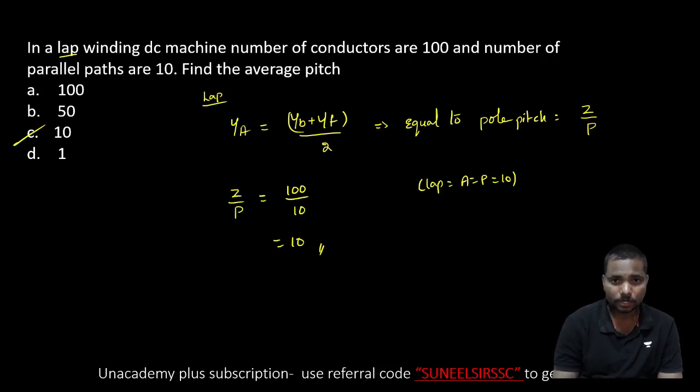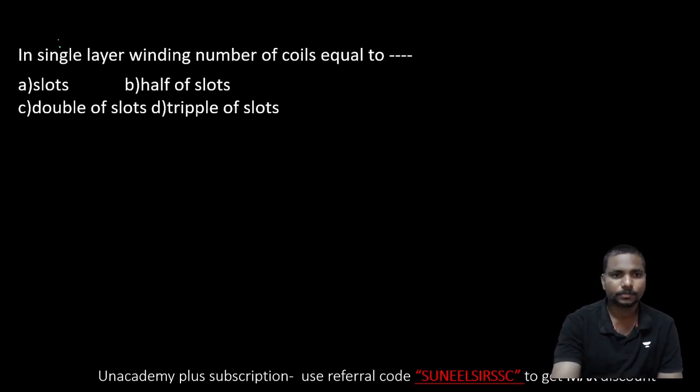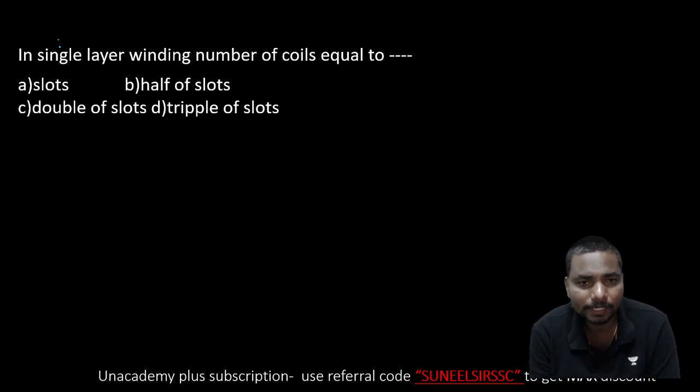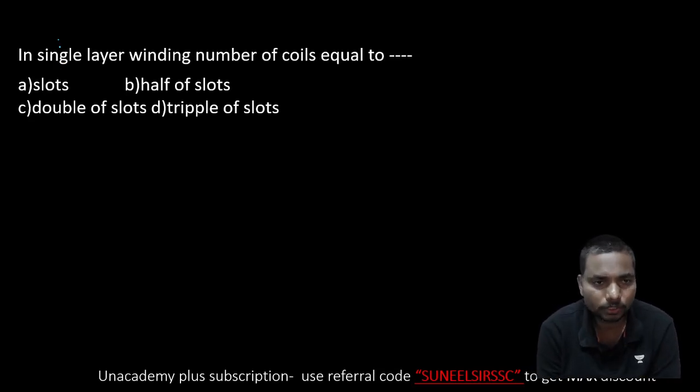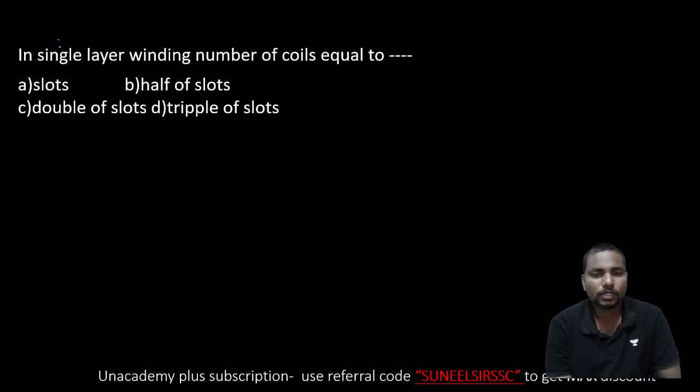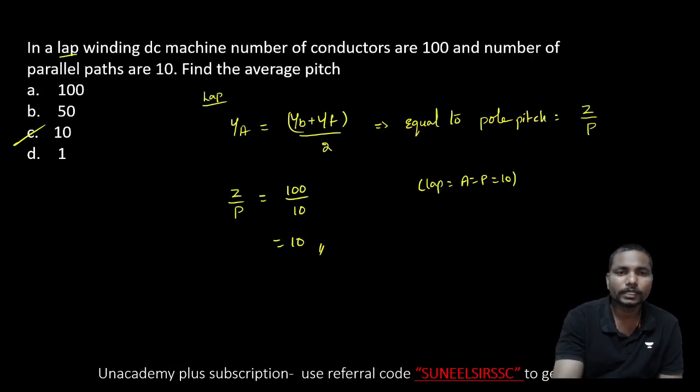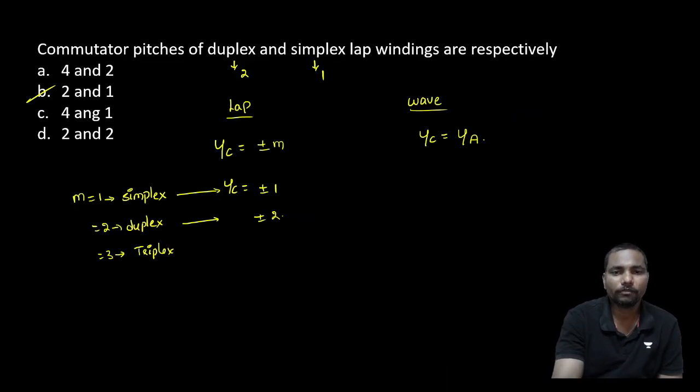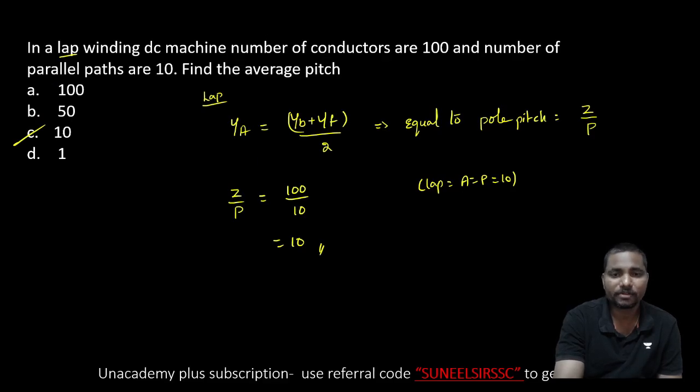Now coming to the next question. In single layer winding, the number of coils equal to dash. And if you want the full data for lap winding and wave winding with the commutator pitch, average pitch, and front pitch, back pitch relations, you can download the PDF from suneelengineeringacademy.com. In that I have given the data along with MCQs.